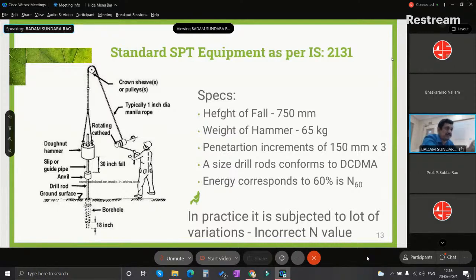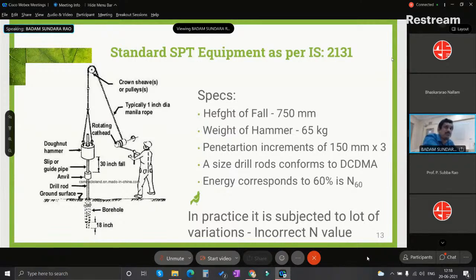Again, we have two models. These two models are the SPT split shoe with an inside liner, and one without a liner. In present-day situations, we are not using the liner system because it leads to some sort of errors in N values. Therefore, we are directly using this split barrel without liner.